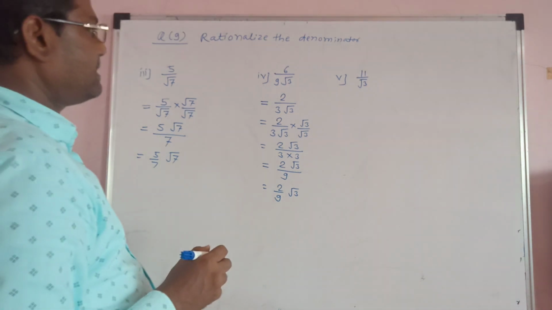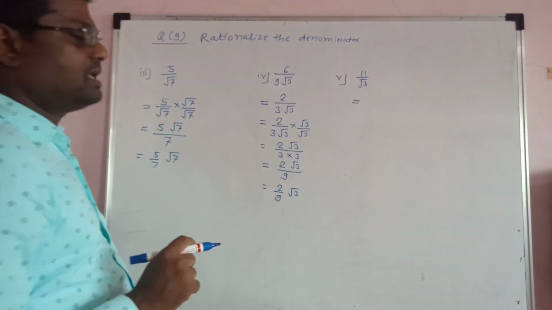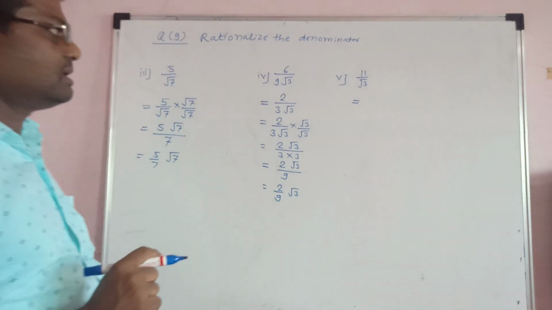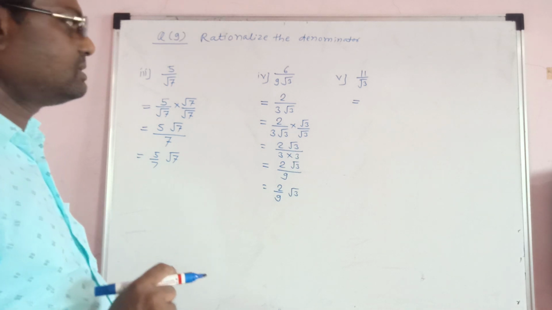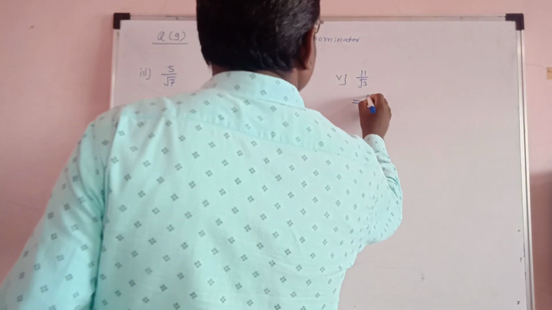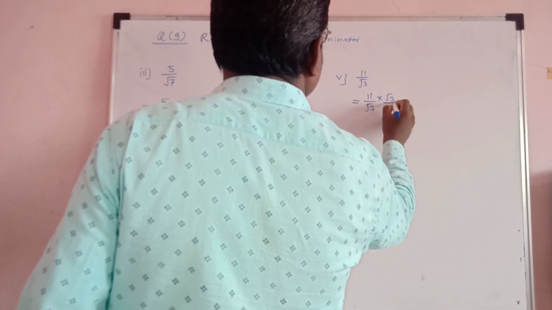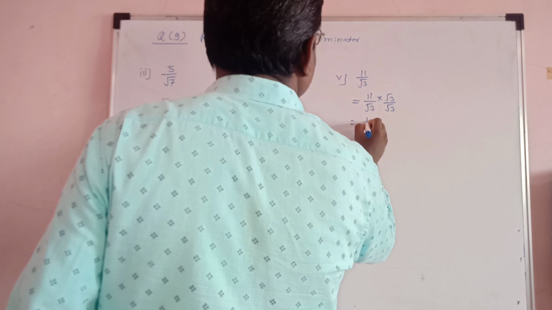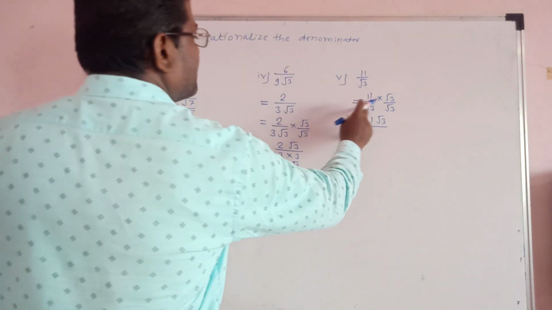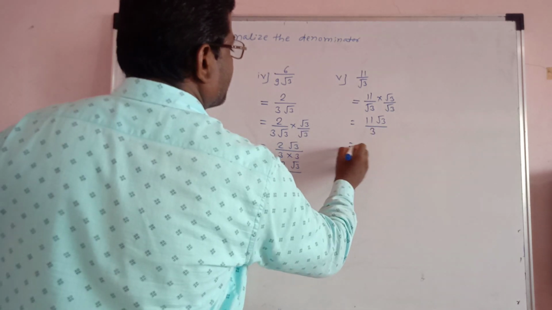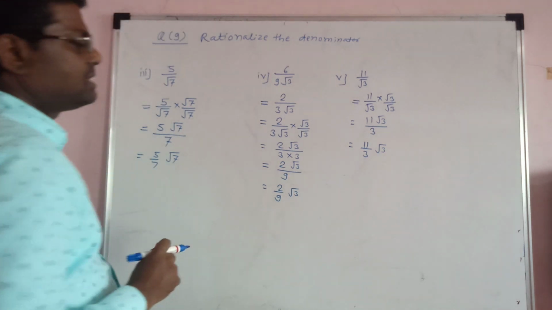Now example number 5. 11 upon root 3. Denominator is root 3. So the rationalizing factor of root 3 is root 3. Therefore we multiply numerator and denominator by root 3. Therefore we get 11 root 3 upon root 3 into root 3, which is 3, equal to 11 upon 3 into root 3.